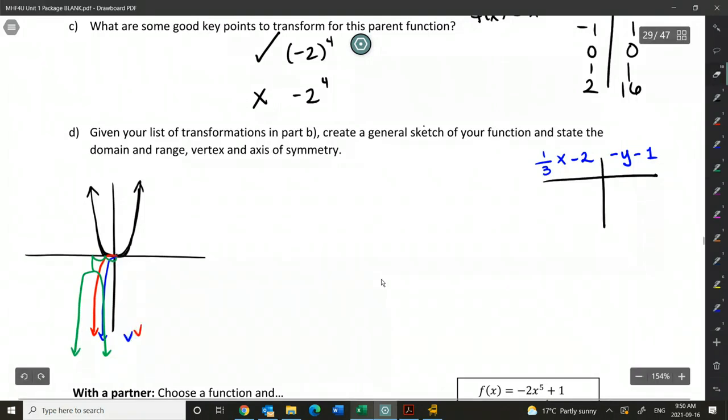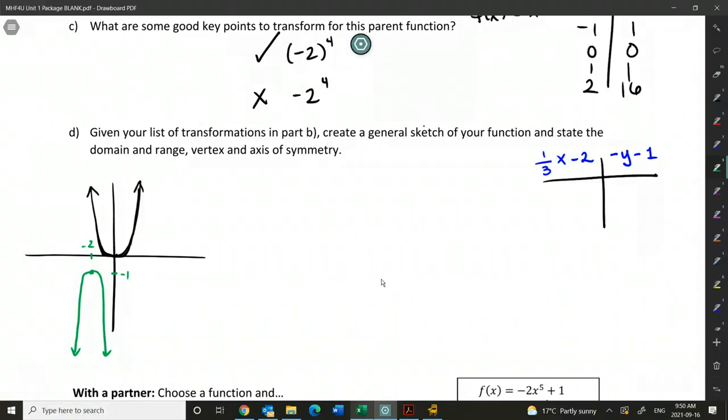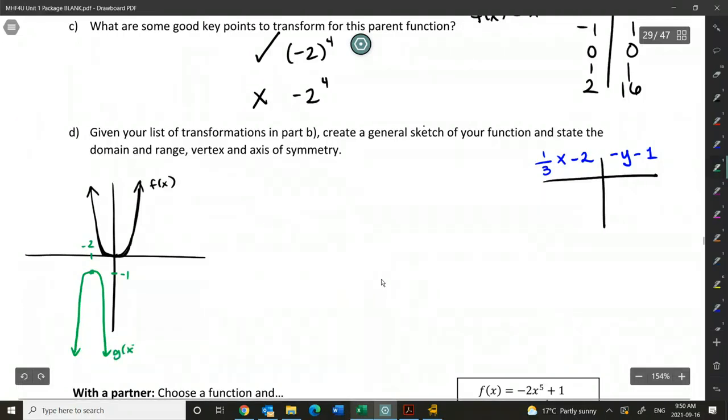Okay, so I'm just going to erase these. We don't really need those steps there, but if it helps you to draw those just to get to your final, that's fine. So this will be at -2, and we shifted down 1, so that will be at -1, where we have that vertex there. Okay, so this would be our parent. This would be our transformed. Okay, so we have our general sketch.